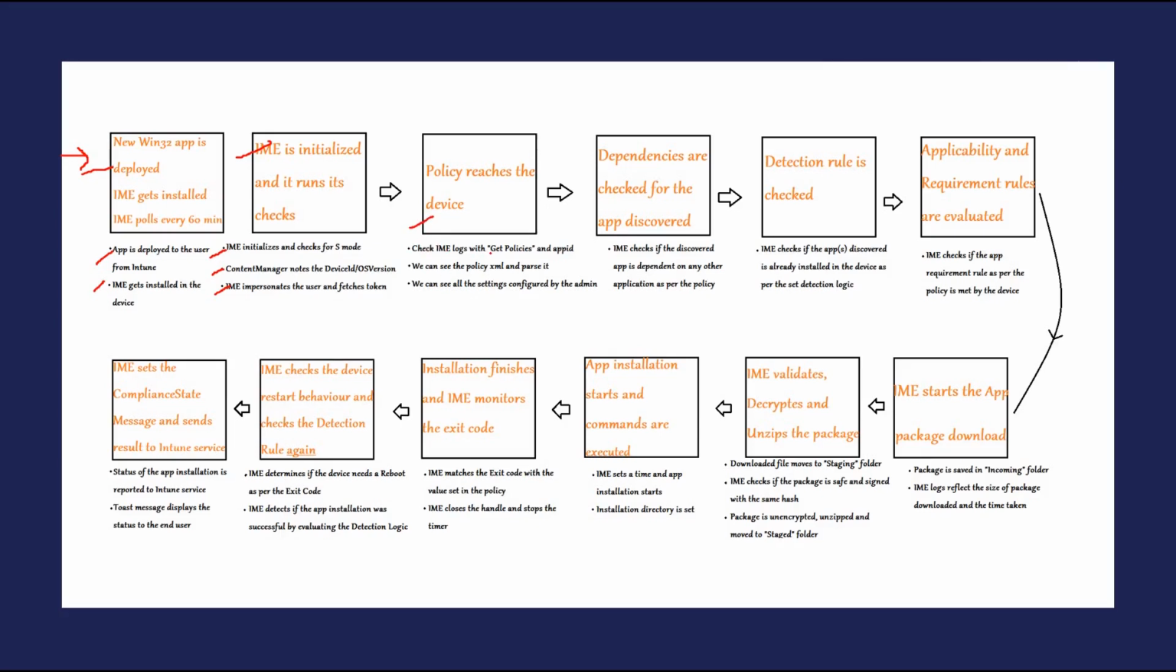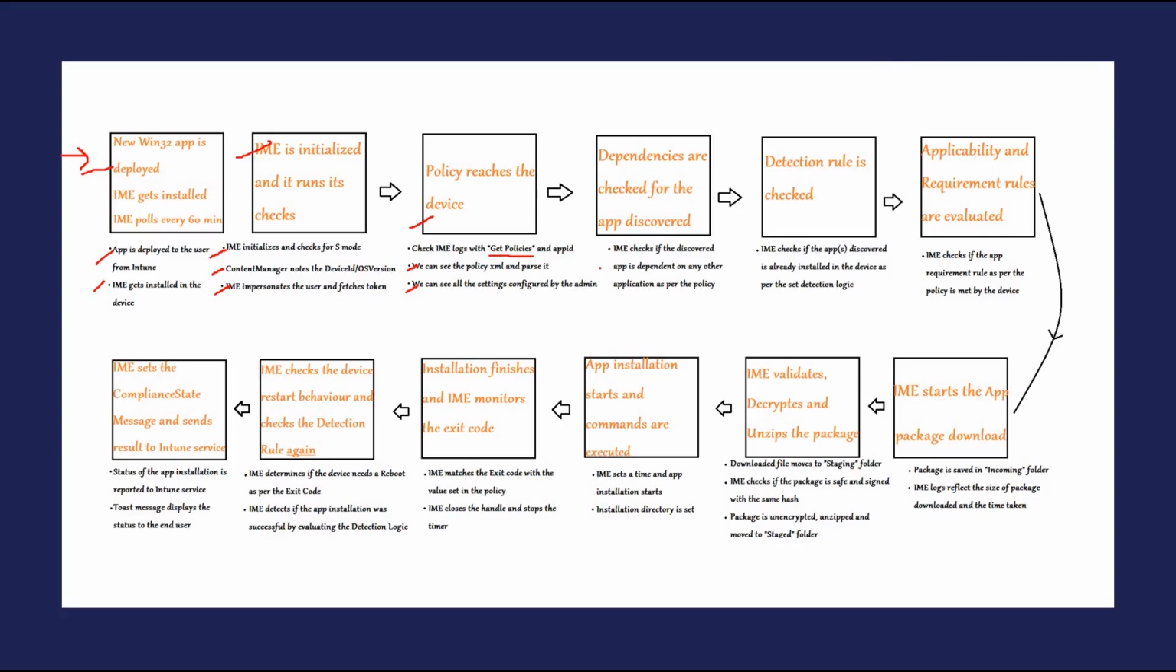So we can actually check the IME log, and if we check with the keyword get policies, we can see that IME is trying to get all the policies that have been delivered to that user or to that device. We can see the policy XML. I mean, we can see the policy that is coming down, and the policy that we see coming down to the device is obviously in accordance with the policy that was created in the portal. So we as an end user can see all the settings that were configured by the admin in the portal just by looking at the logs, right? We will do all of this.